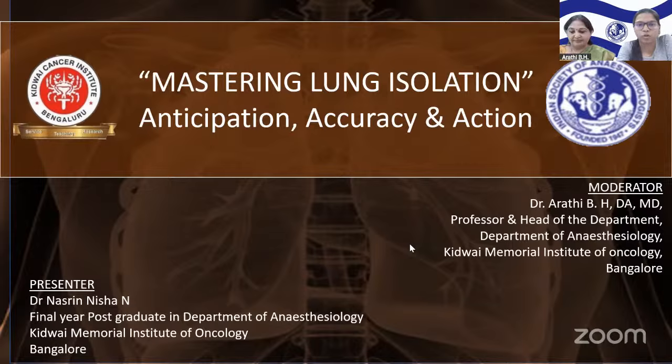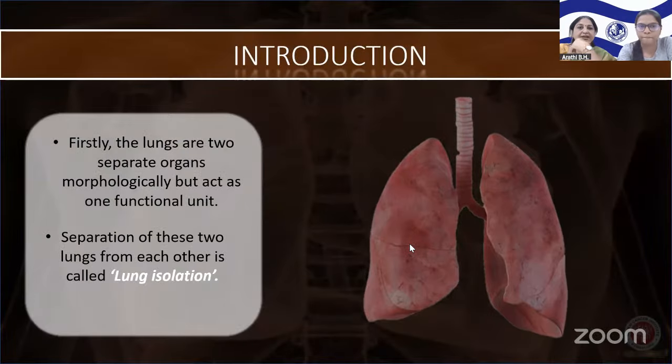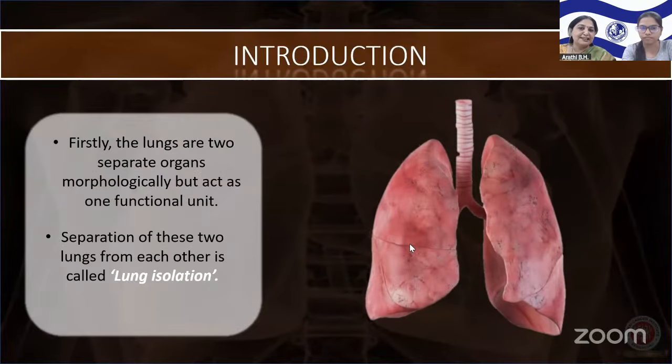Good evening, everyone. My topic is Mastering Lung Isolation: Anticipation, Accuracy, and Action. Greetings from our institute, Kidwai Memorial Institute of Oncology. When you see this picture, there is one introduction I want to give: why this lung isolation concept came into the picture. Though the lung appears as one unit, it is independent morphologically and anatomically. This concept has been utilized to make lung isolation. Over the years, various advancements and techniques have helped us isolate the lung, aiding the surgical field as well as many indications that we are going to see in future.